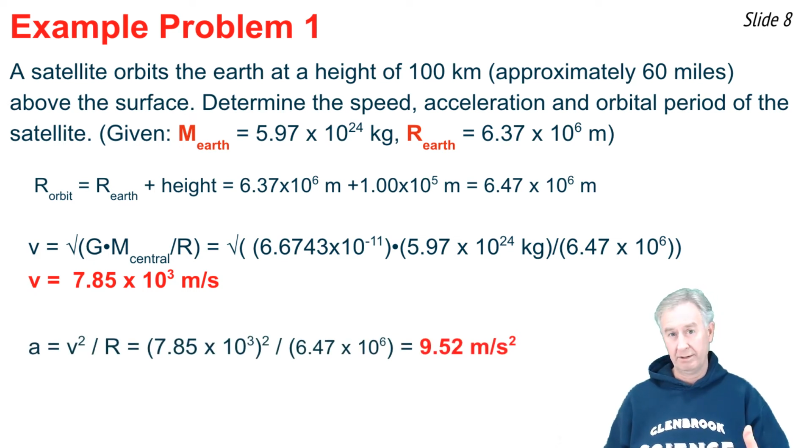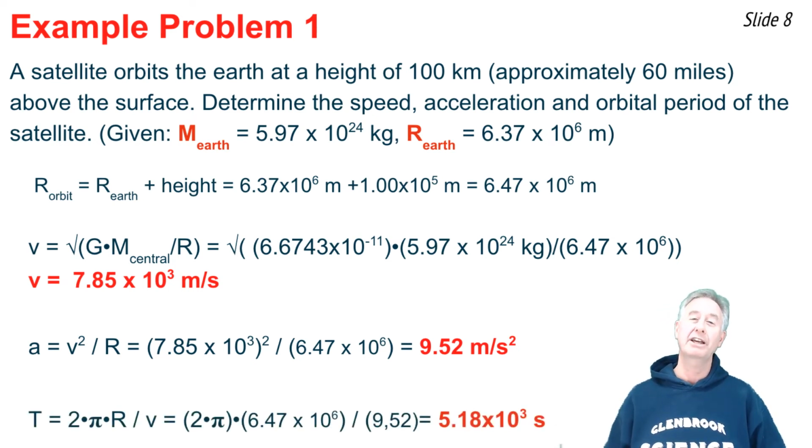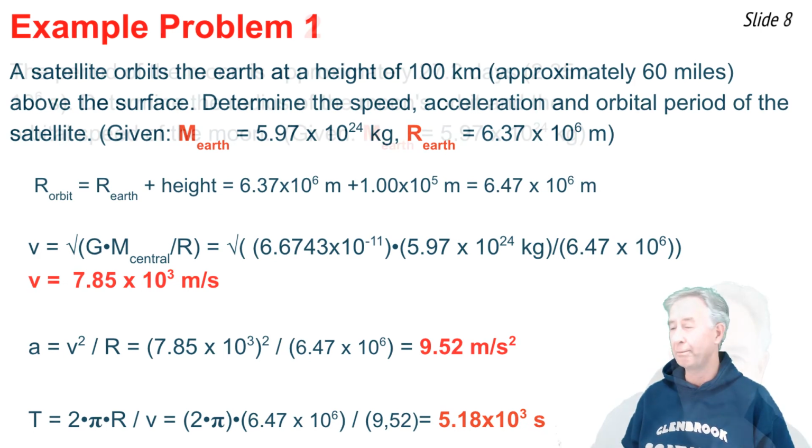I use the number on my calculator, square it, and I divide it by what I've calculated as the radius of orbit. And when I'm done, I get an acceleration value of 9.52 meters per second squared. Now I'm going to calculate the orbital period using a circular motion equation of v equals 2 pi r over t. But I'm going to rearrange it to the form of t equals 2 pi r over v, take my v value and my r value, substitute it in, and I get the value for the orbital period.